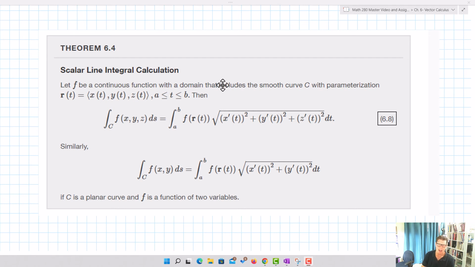Okay? And similarly, we can do that in 2 dimensions as well. The integral over C of f of x, y ds equals the integral from a to b of f of r of t times the square root of x prime of t squared plus y prime of t squared dt. Okay? And there you go. There's going to be our scalar line integral calculation, right? You should notice it's pretty much the same thing.